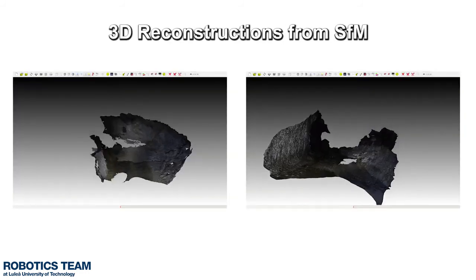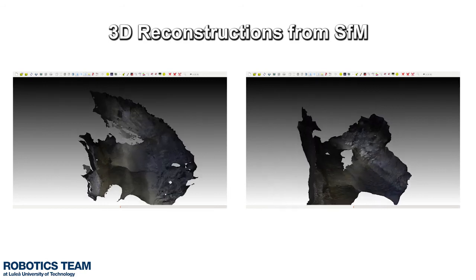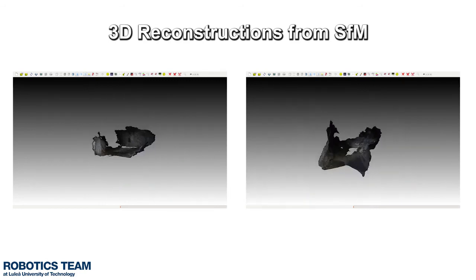Finally, the collected visual streams are post-processed offline with structure from motion techniques to provide a 3D surface of the visited areas.